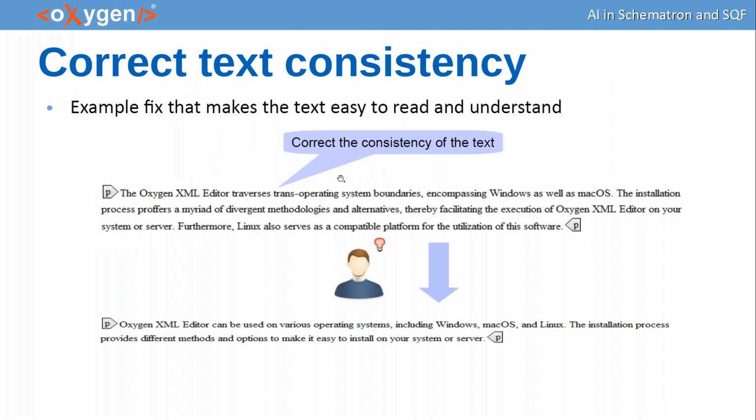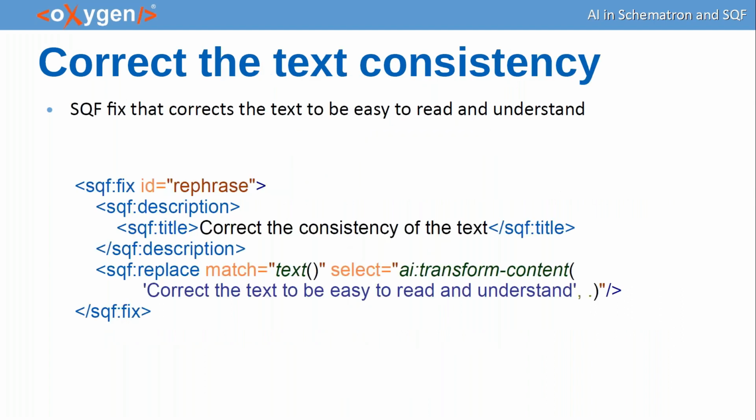Then you can also have a fix that will correct the text and reformulate it to be easy to read and understand. You can do this with an SQF fix that will say correct the consistency of the text and will replace the text with the result of the transform content function. And as instruction, it will say correct the text to be easy to read and understand.